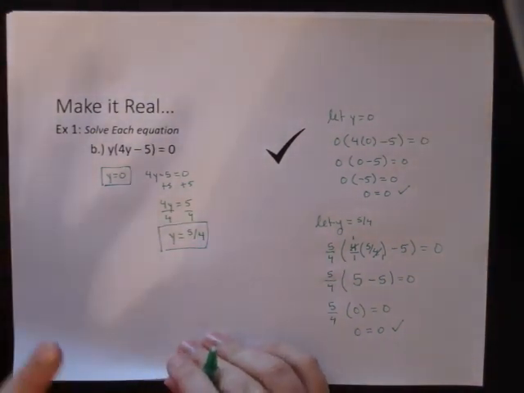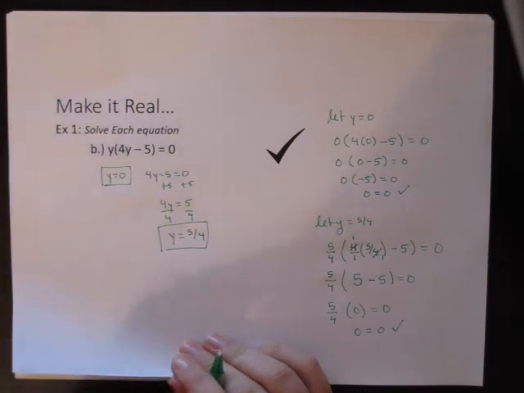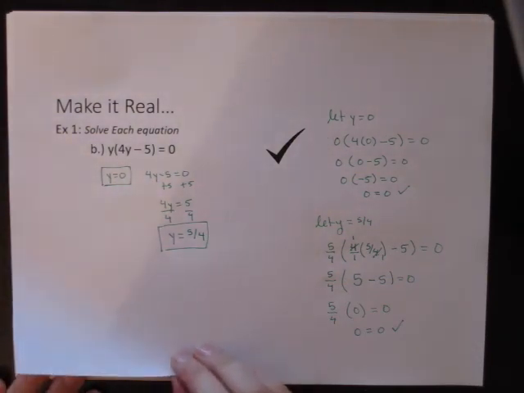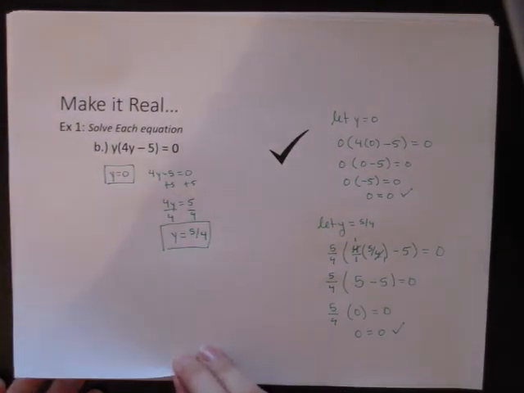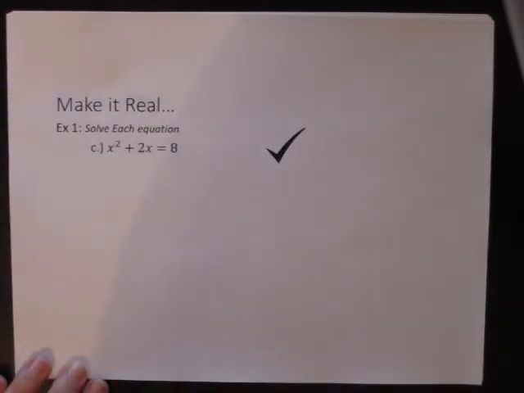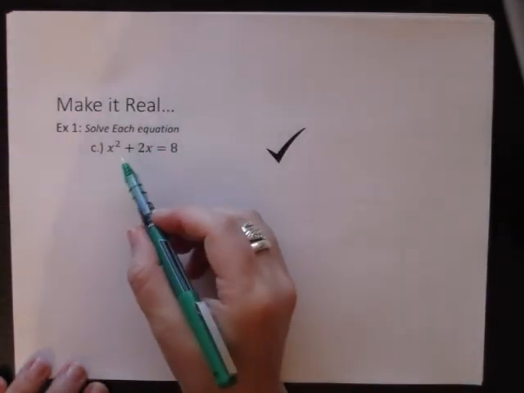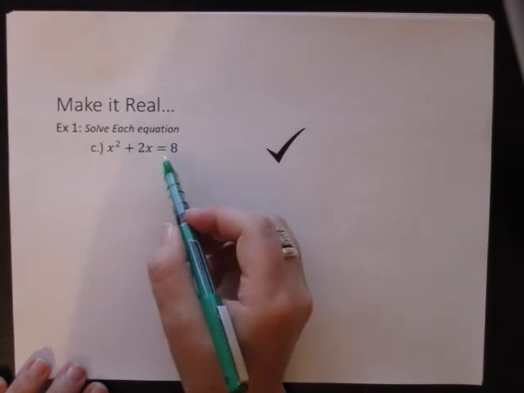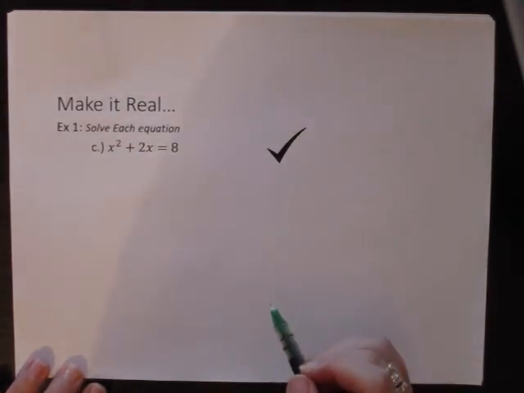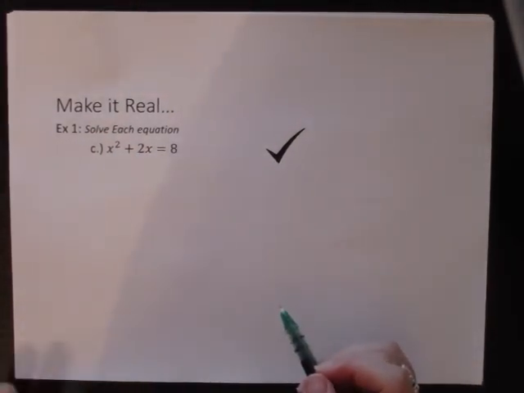Okay, so that's practicing step 3, 4, and 5. But now what we've got to do is put in step 1 and 2 to completely work one of these problems. All right. So we're going to solve this equation. So we have x squared plus 2x plus 8. First thing we've got to do is make sure that the equation's equal to 0.